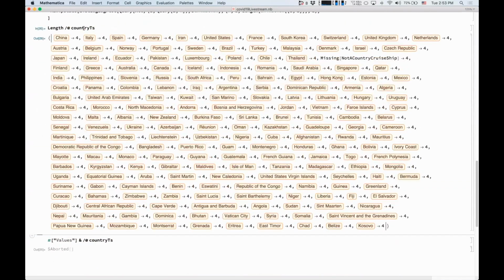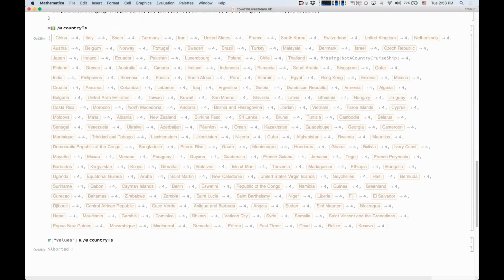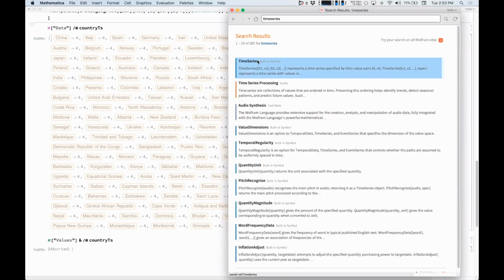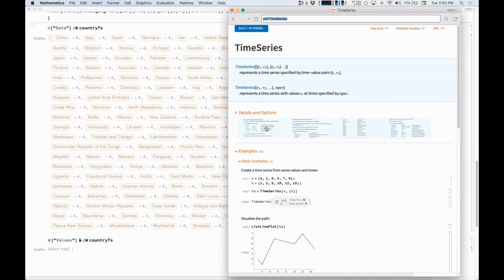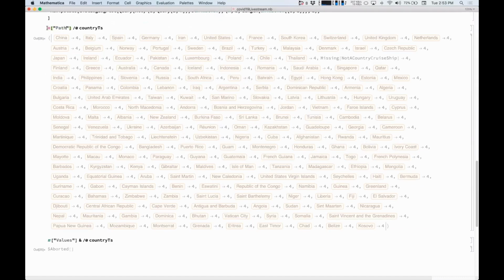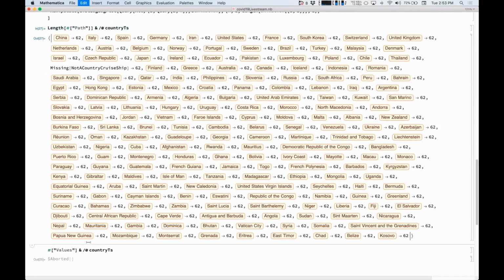Oh, I don't want length like that. I want a hash of, what is it for a time series? No. So for a time series, my point is I'm pretty sure these time series all have the same exact structure, and they all have the same number of data points and everything. So if I say how about value dimensions? Value dimensions, is that what it's? Okay, it was in the table there, so I'll try it. They all have 62. Yep.